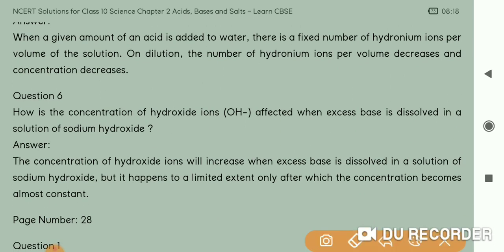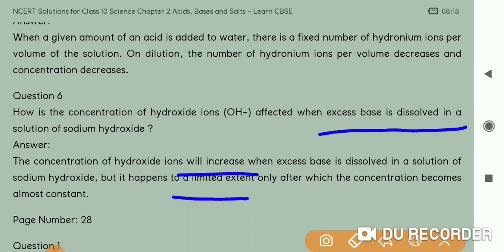Next question is, how is the concentration of hydroxide ions affected when excess base is dissolved in a solution of sodium hydroxide? The concentration of hydroxide ions will increase when excess base is dissolved in a solution of sodium hydroxide, but it happens to a limited extent only, after which the concentration becomes almost constant. Okay, so excess base is dissolved, so at that time OH minus ions will increase, and at a certain stage it will become constant, because a saturated solution will form there.